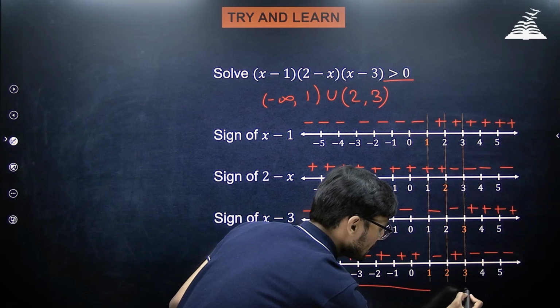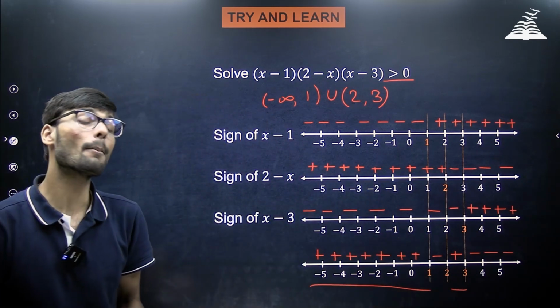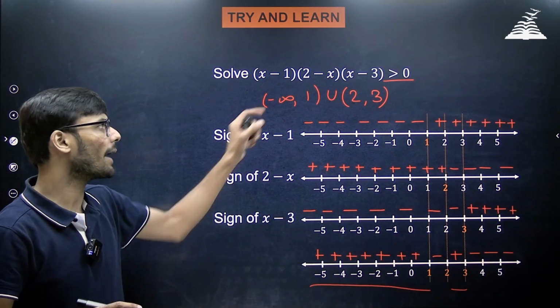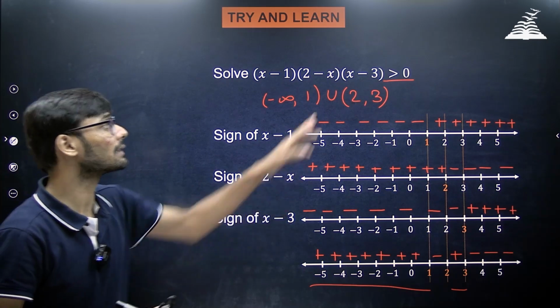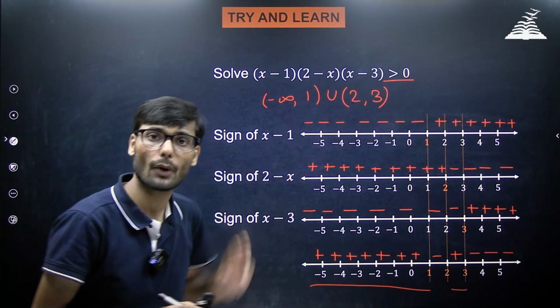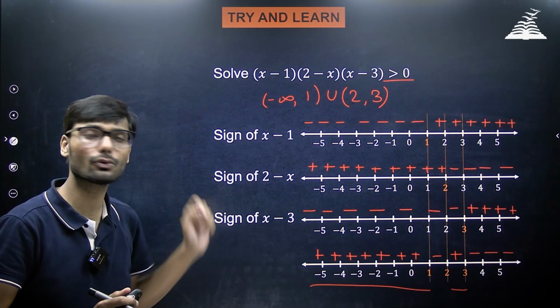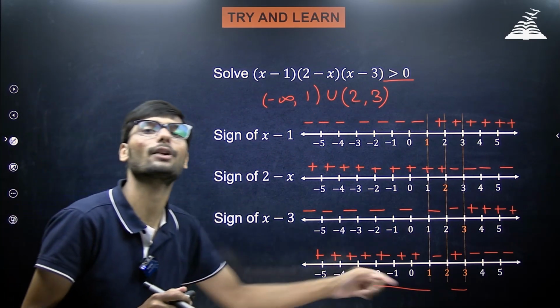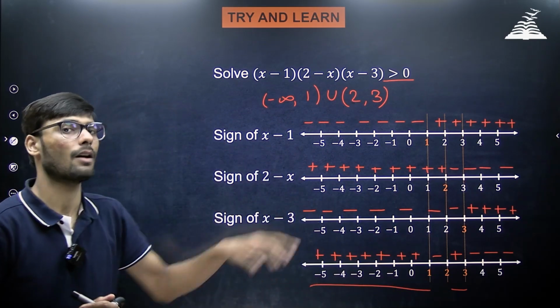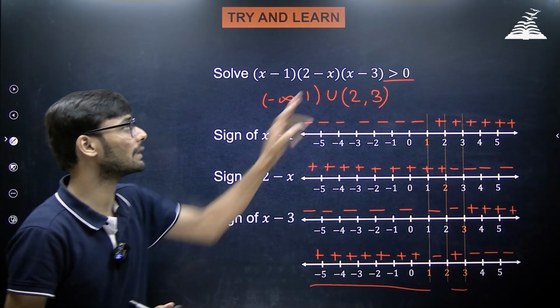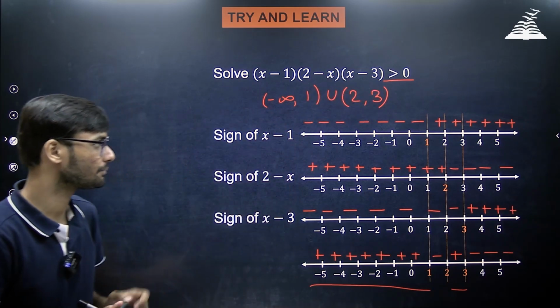This region and this region is what I am picking, right? And why open brackets everywhere? Because it is a strict inequality. If there was greater than or equal to 0, we would have taken 1, 2 and 3 in our answer, but we can't here because it's a strict inequality.